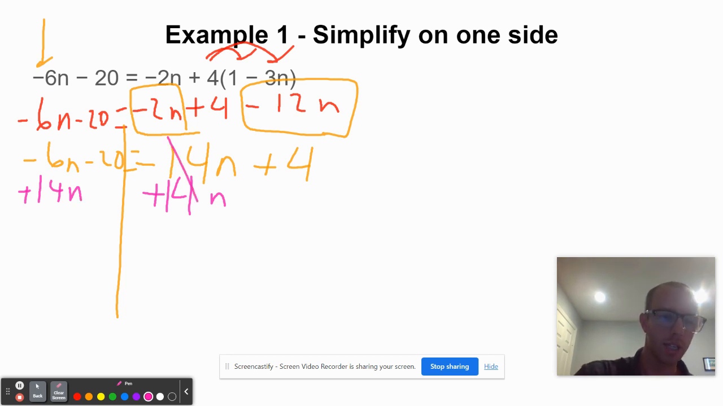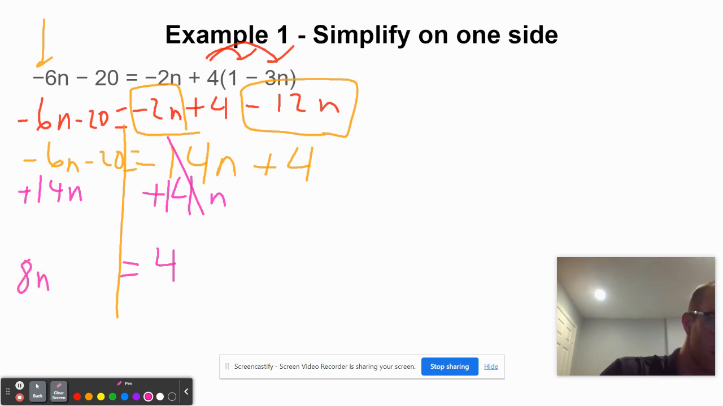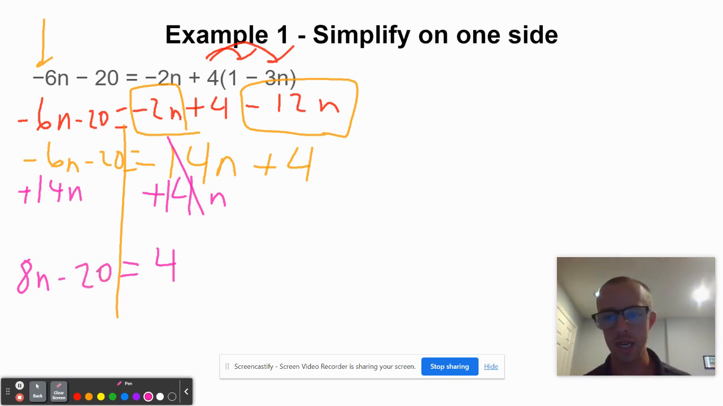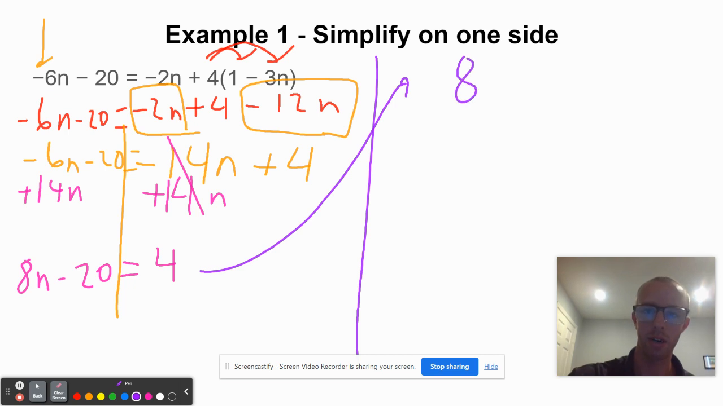All right, these cancel. Only thing left on this side is 4. 4 is equal to, what's negative 6n plus 14n? That is 8n. I didn't use this minus 20. It comes straight down. And look, we made it. I'm just going to rewrite this over here. I'm going to draw a line here. Just rewrite this so we have some more space. We turned this into a two-step equation of 8n minus 20 equals 4.